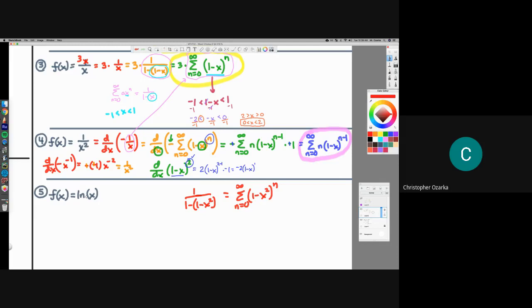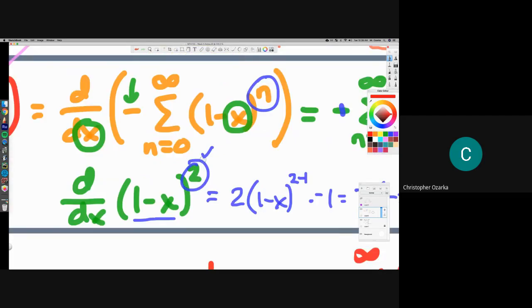So you have to understand how to do number 4 and number 5. It's the same rules that we're used to. It's just now instead of squared, it's an n, and you have to bring the n down.